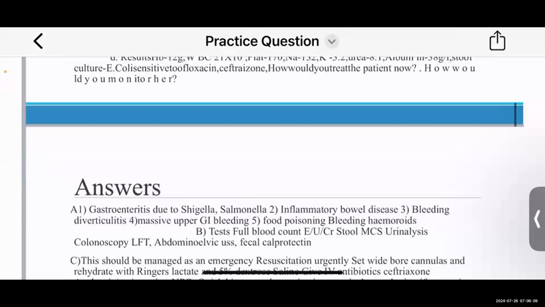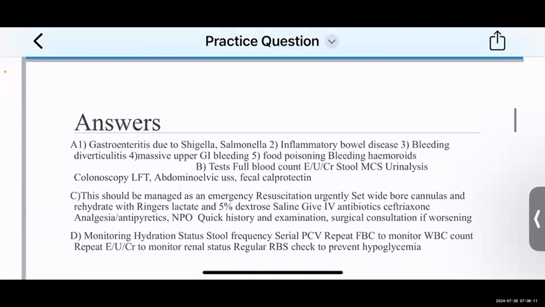So for the differentials of all these listed symptoms, I would like to start with number 1, which would be gastroenteritis, due to Shigella and Salmonella because of the blood-stained finger on DRE. Another differential I'd like to give is inflammatory bowel disease superimposed by probably an infection. We know that inflammatory bowel disease such as ulcerative colitis and Crohn's disease can give blood-stained feces, especially if they have a superimposed flare or an inflammatory problem at that particular moment.